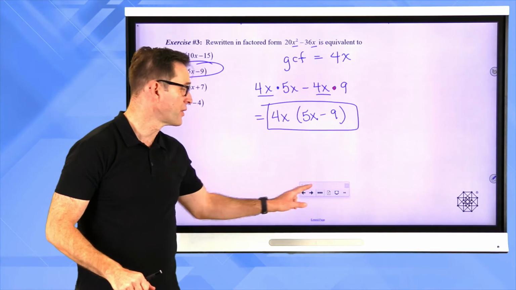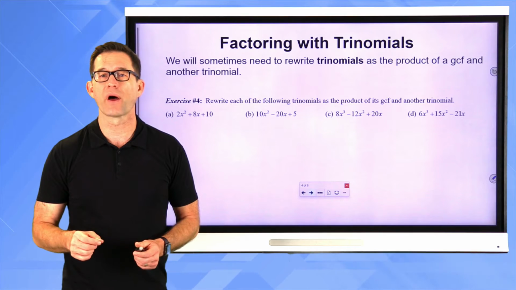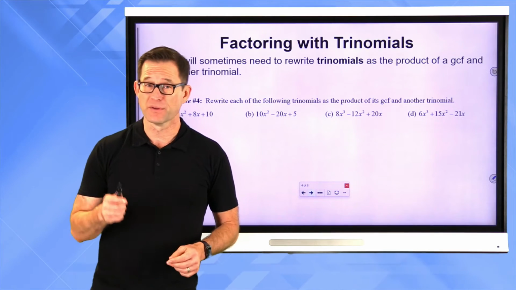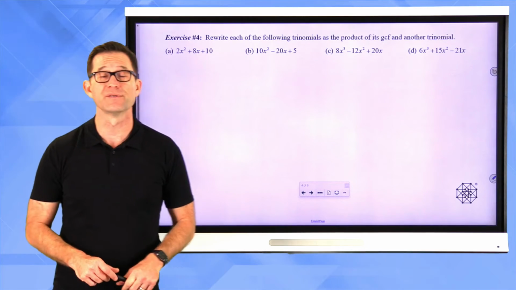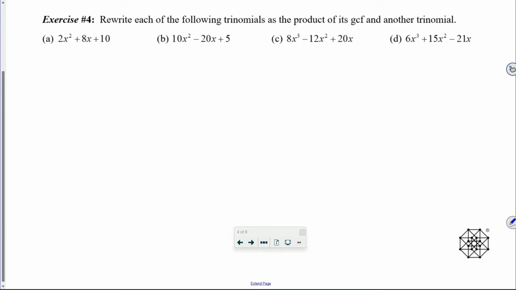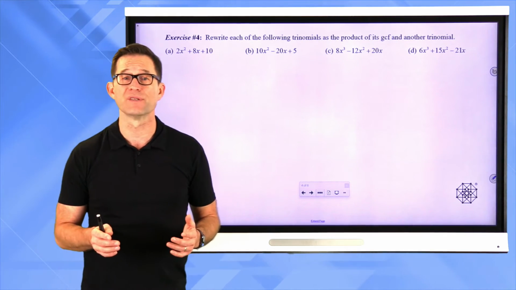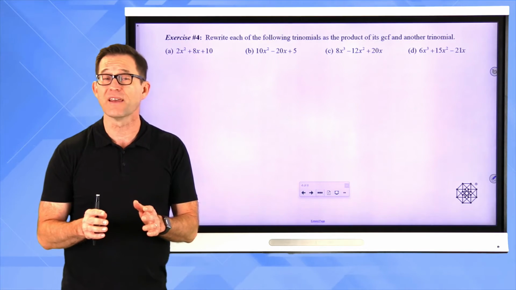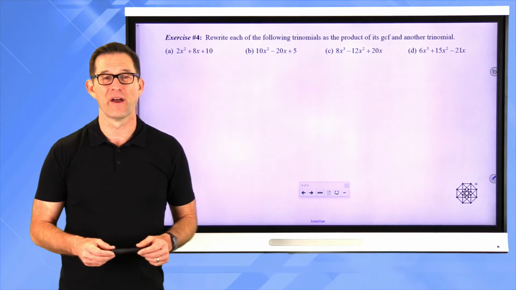Let's keep working more with factoring. Factoring with trinomials. We will sometimes need to write trinomials as the product of a GCF and another trinomial. And then we're going to maybe even have to factor the trinomials, but that's for another lesson. Right now, let's just work on that GCF factoring with trinomials. Exercise number 4. Rewrite each of the following trinomials as a product of its GCF and another trinomial. Now this is exactly what we just did with binomials. The only difference is we have to consider 3 terms instead of 2 terms. And whatever the common factor is, it has to be common to all 3. Not 2 out of the 3, but all 3. So let's take a look at letter A.